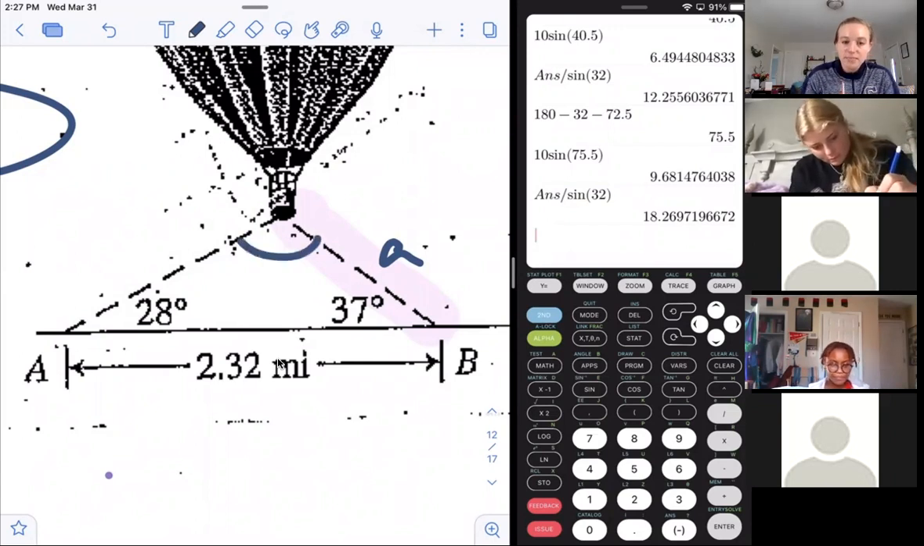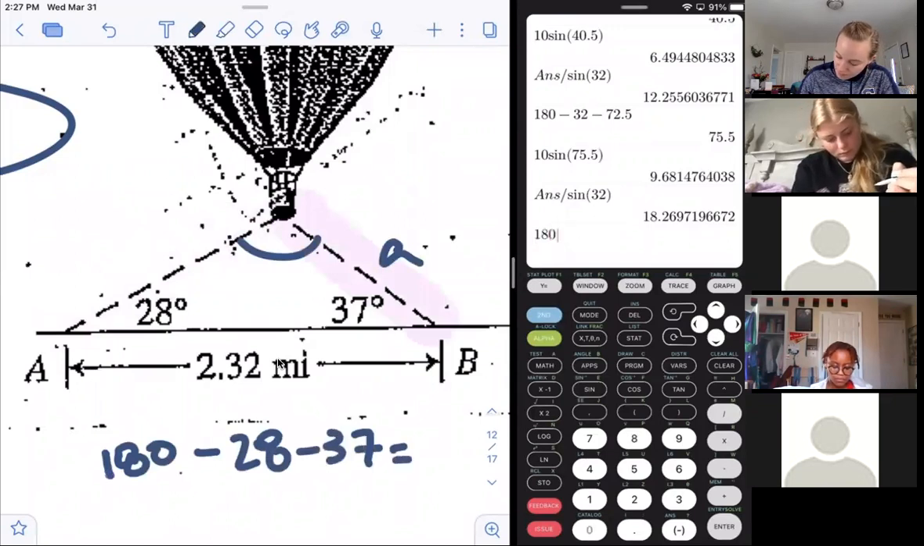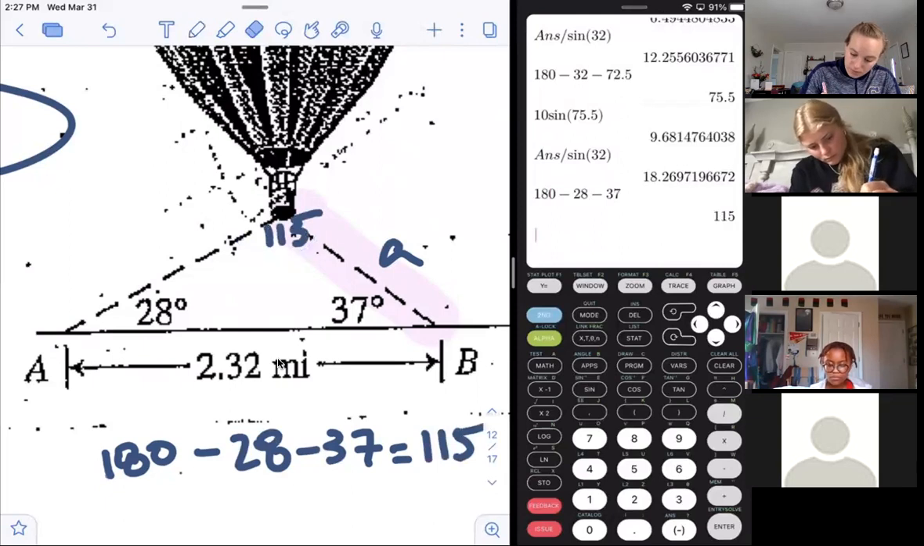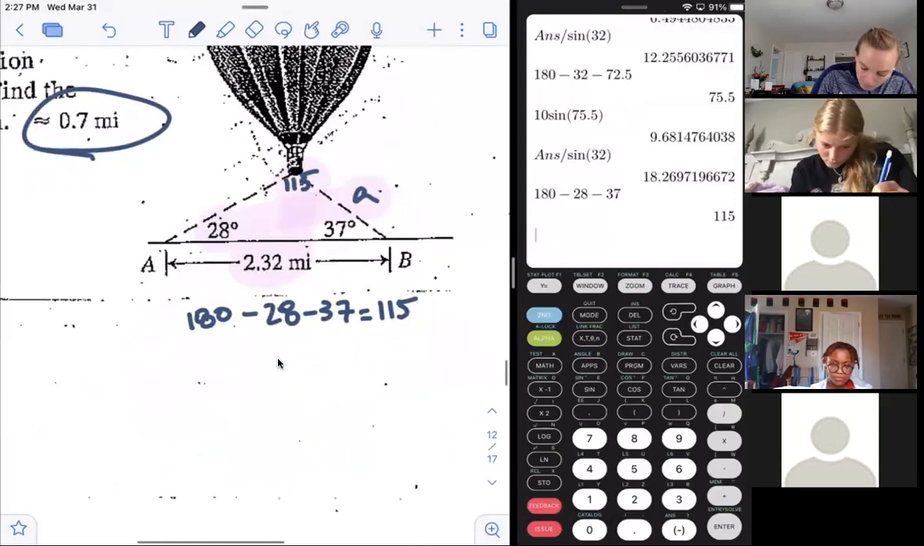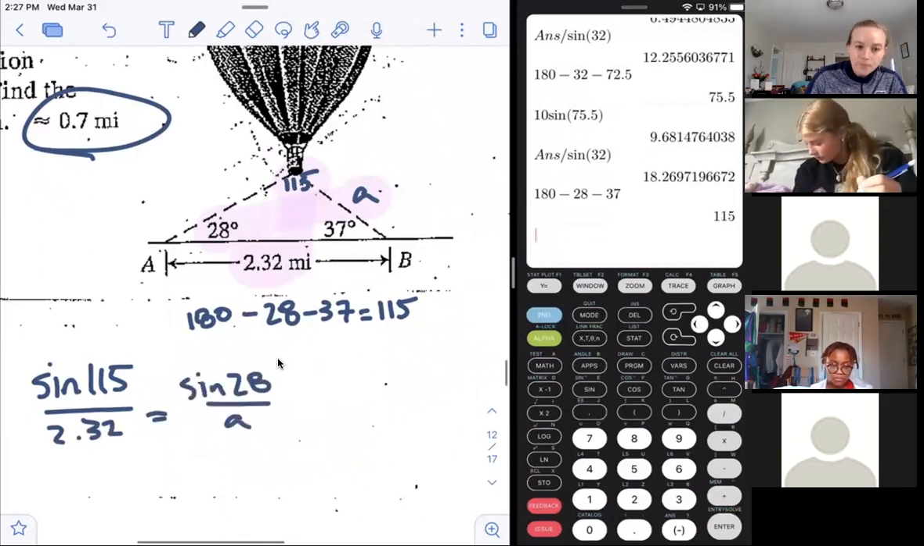So we have to find this missing angle first, and then we're going to use it to do law of sines. I can easily find that angle by doing 180 minus 28 minus 37. And that's 115. So 115 is this angle. And so I'm going to do sine of 115 over 2.32 equals sine of 28 over A.